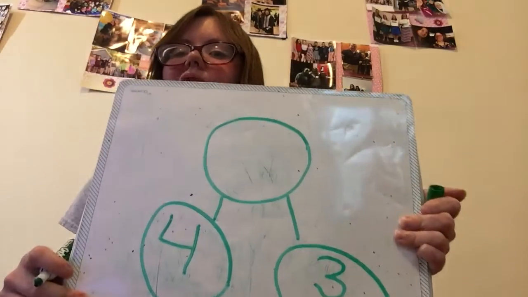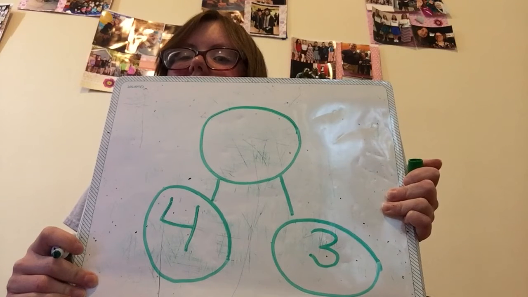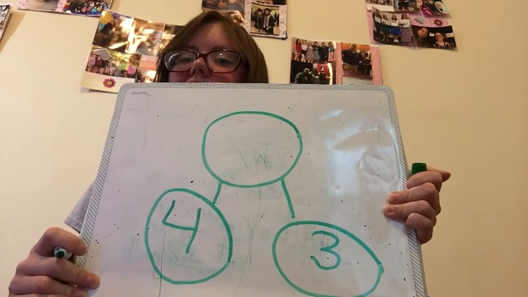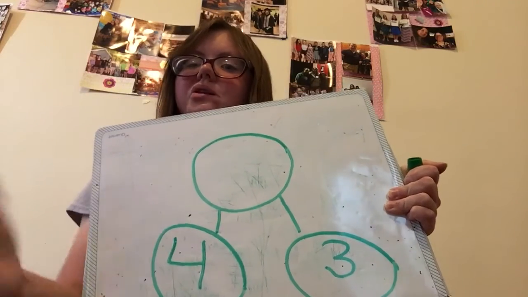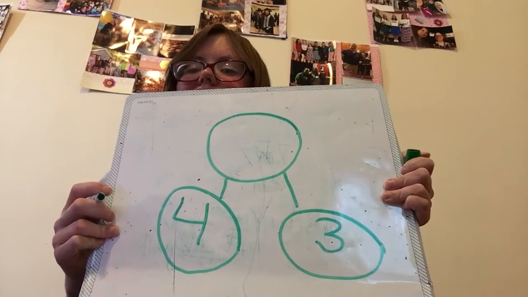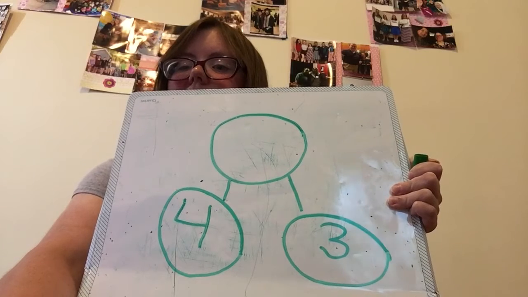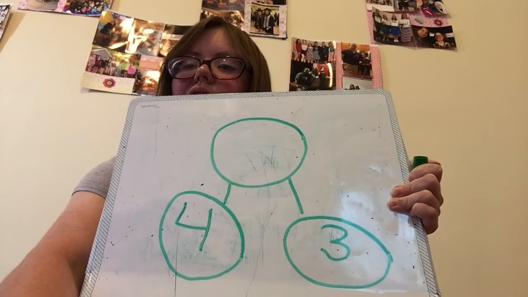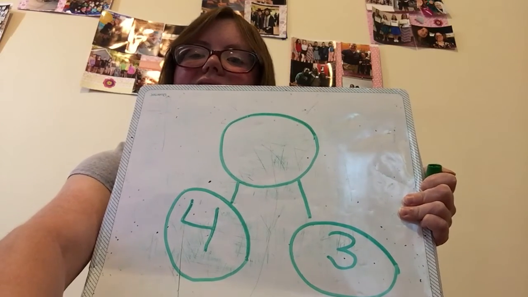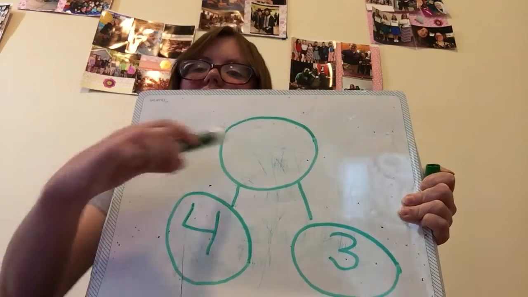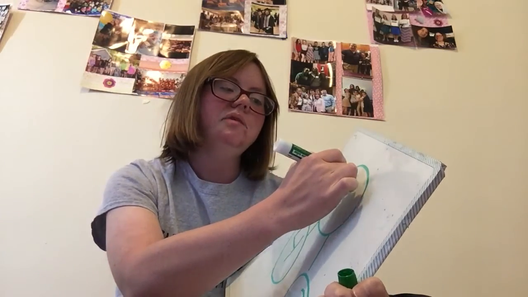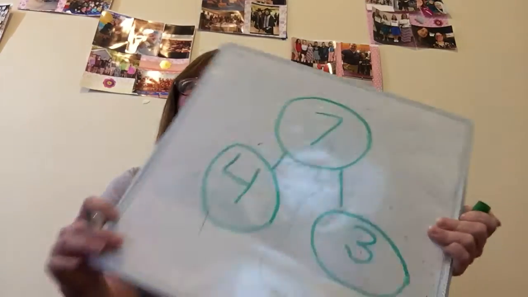Now, how can you figure out what number goes at the top? Those are all great strategies. We could count all the cubes, or we could add the numbers together. Let's count all of our cubes. Start on 1. 1, 2, 3, 4, 5, 6, 7. So what number goes at the top? That's right, 7.